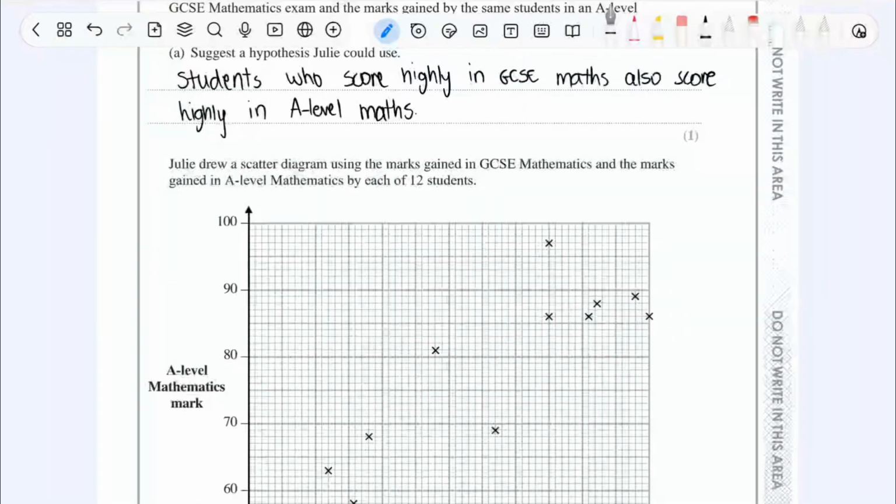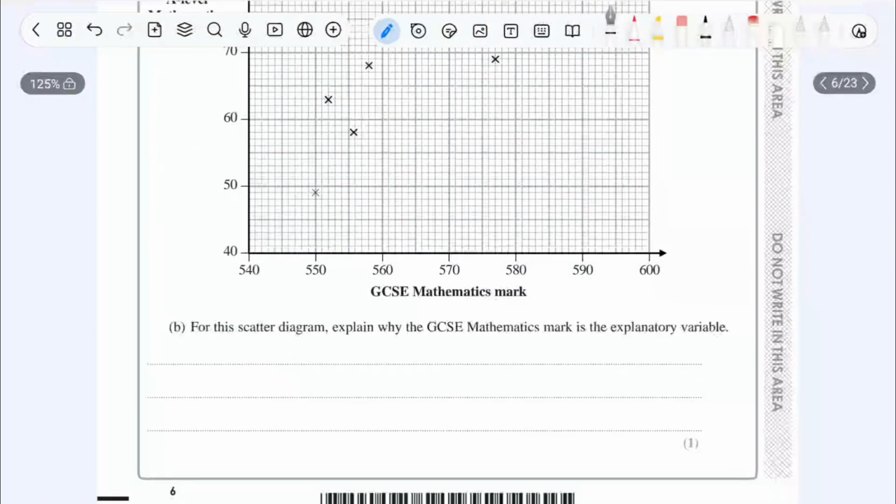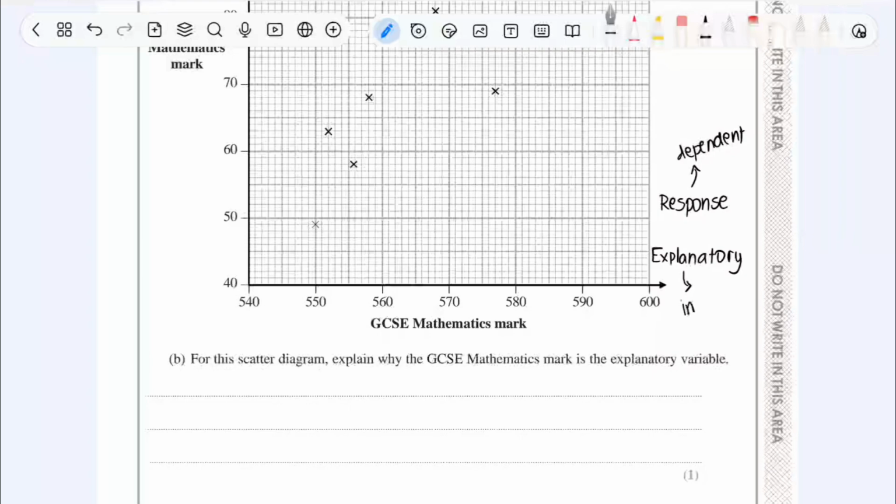Julie drew a scatter diagram using the marks gained in GCSE maths and the marks gained in A-level maths by each of the 12 students. For this scatter diagram, explain why GCSE maths is the explanatory variable. Now, there's 2 types of variables we have, the response and the explanatory. Now, if we switch to science for a minute, you might know the response variable as the dependent variable. And you guessed it, explanatory is the independent variable.